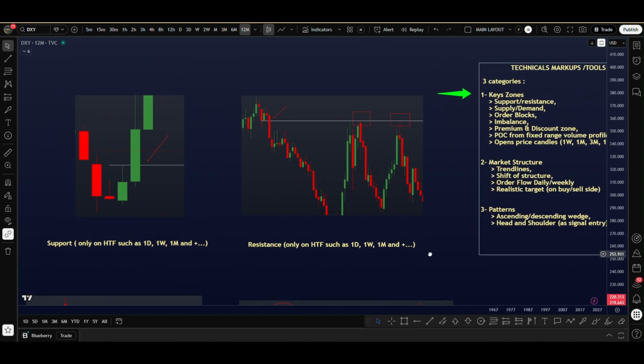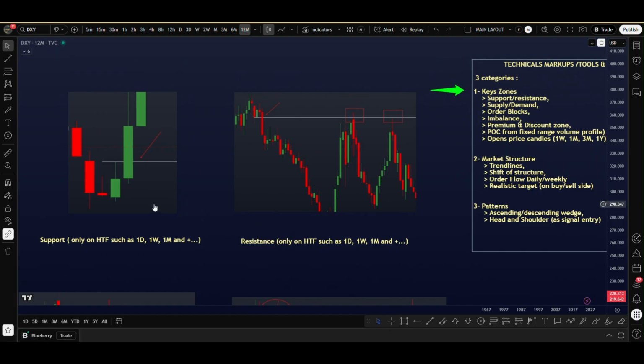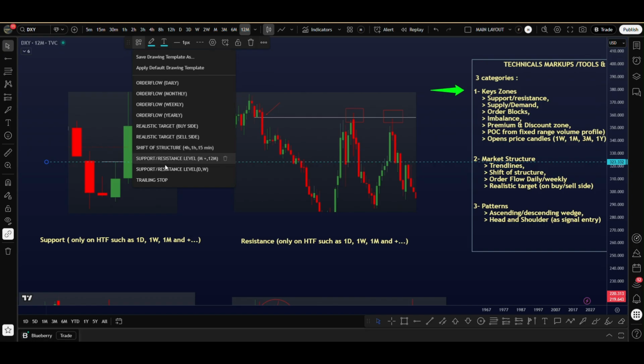Okay, so let's begin with support and resistance. The way I draw my support and resistance is simple. I like to use a line. As you can see, if I don't mistake, it is the horizontal ray. I like to use the horizontal ray to draw. Let me show you the support and resistance level.